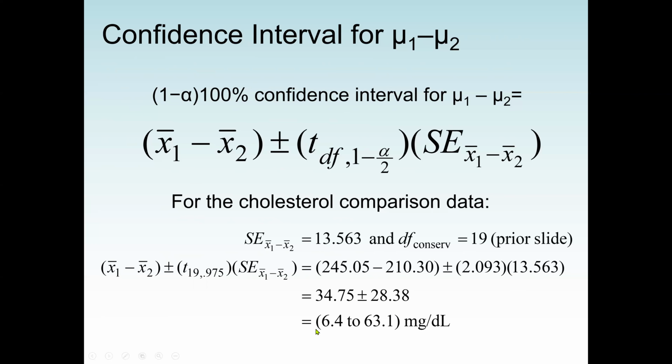So the range will be from 6.4 to 63.1, because it will be 34.75 minus 28.38 to 34.75 plus 28.38. So that will give us the range. So here we can say we have a 95% confidence interval, because the alpha value was again 5%, that the confidence interval for the population mean will be between 6.4 and 63.1.